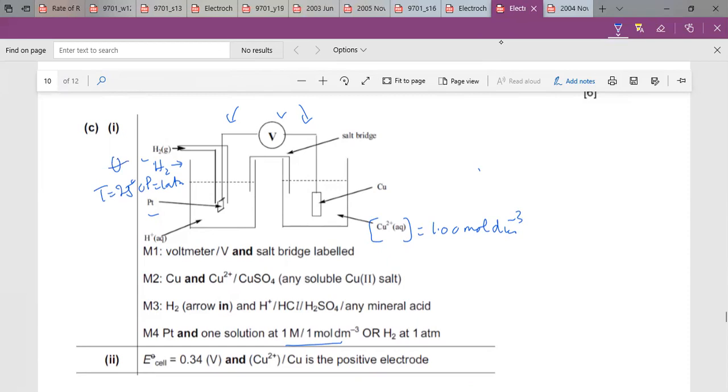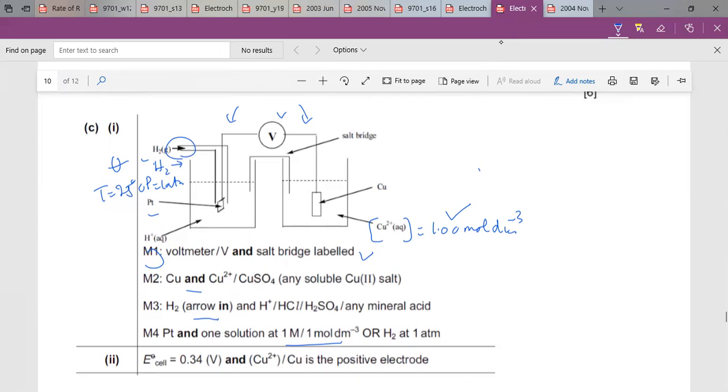So you can see here, voltmeter and salt bridge, again 1 mark. Mark number 1. Copper and copper 2 plus, okay? Copper 2 plus is better. Copper sulfate or copper chloride, well, this is important. H2 arrow must be in. See that?